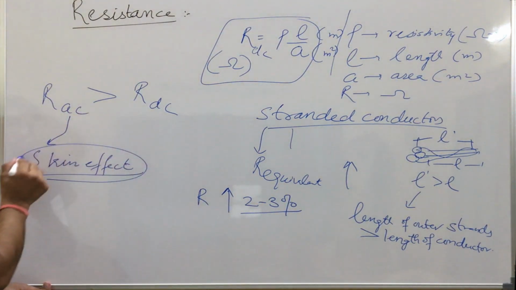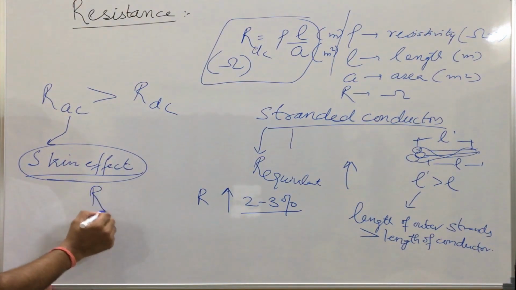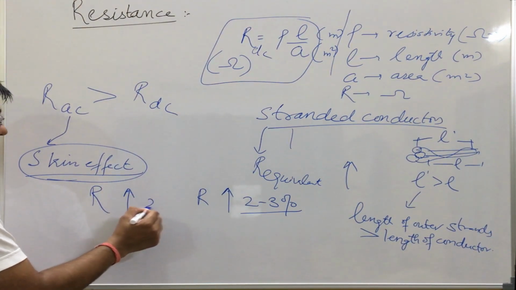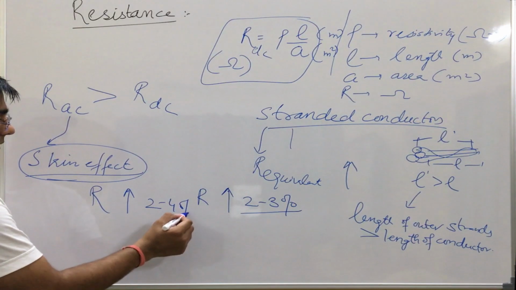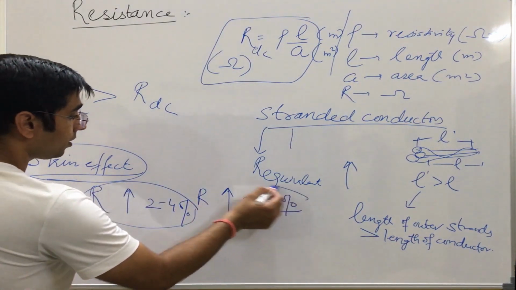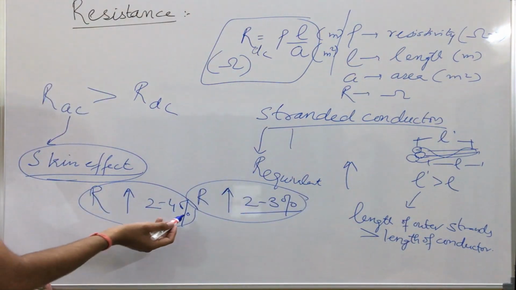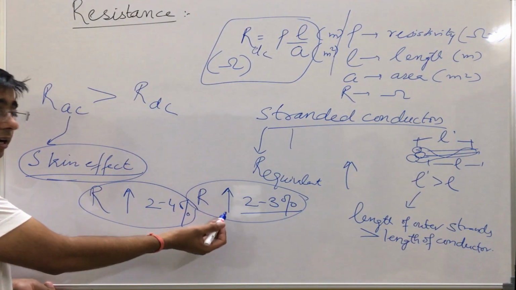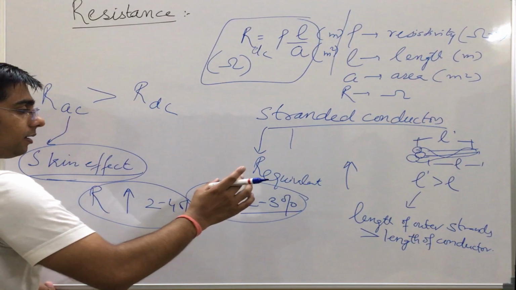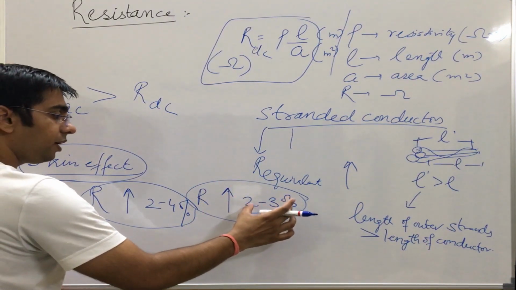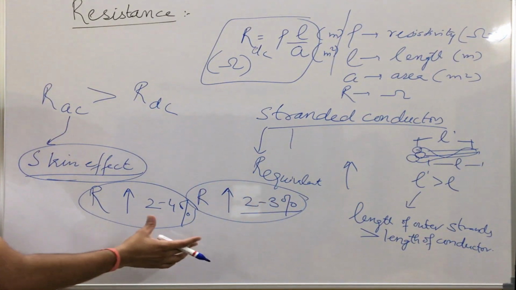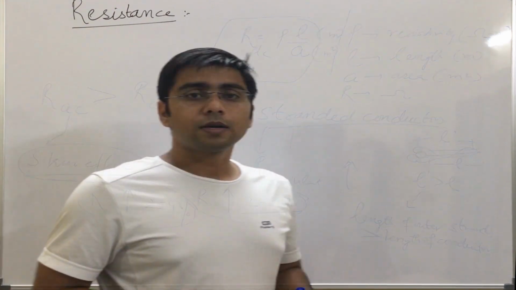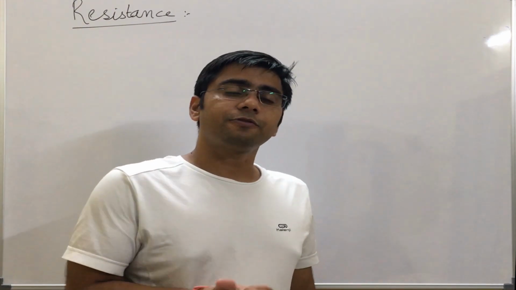Similarly, skin effect causes R to increase by 2 to 4%. The figures are approximate ones. It is not a hard and fast rule that the increase in resistance will be only 2 to 3%, but usually it is there. Now we will study the change in resistance with temperature.